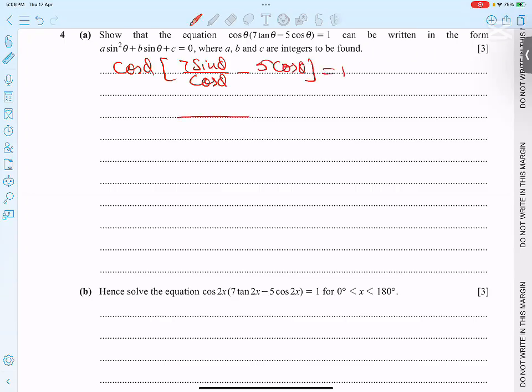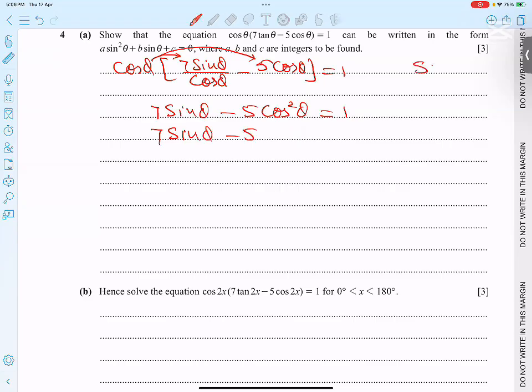First of all, I have two choices. It's not wrong: take LCM, or multiply cos theta inside with this and with this. When it multiplies with this, it cancels out. 7 sine theta and minus 5 cos square theta is equal to 1. Reorder, basically I'm looking for sine square. So this cos square is not required.